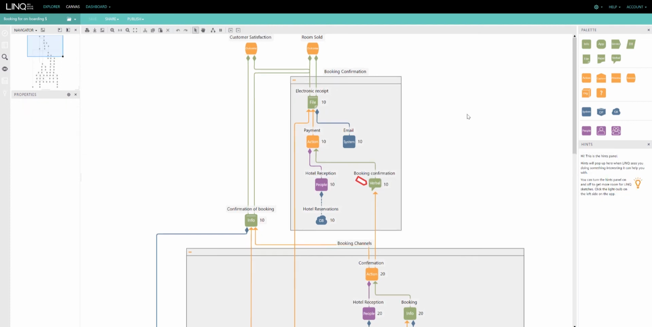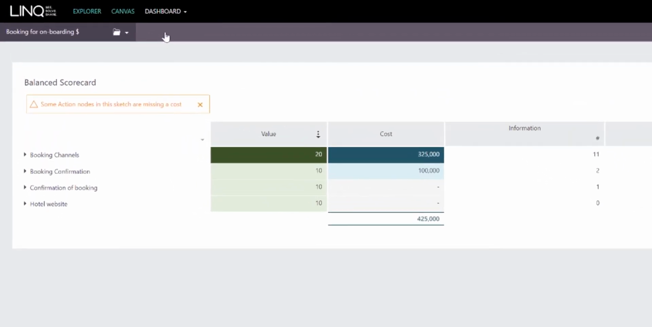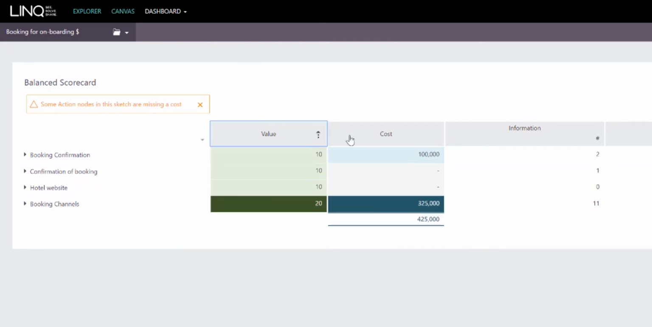I am now going to use our dashboard in order to gain some insight around the capture that I've completed in the sketch. The first of our dashboards is the balance scorecard view. This gives you a tabular perspective of the information you've captured behind your nodes. In here we can see cost versus value. We're able to order these high-low.